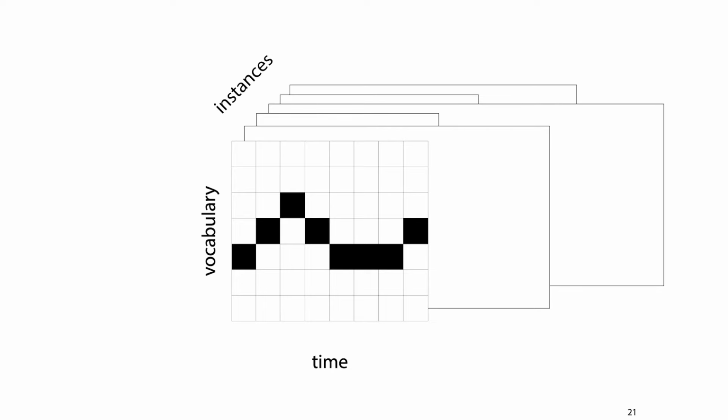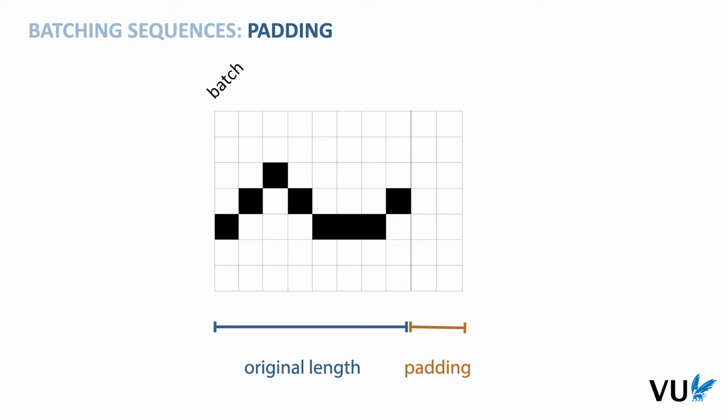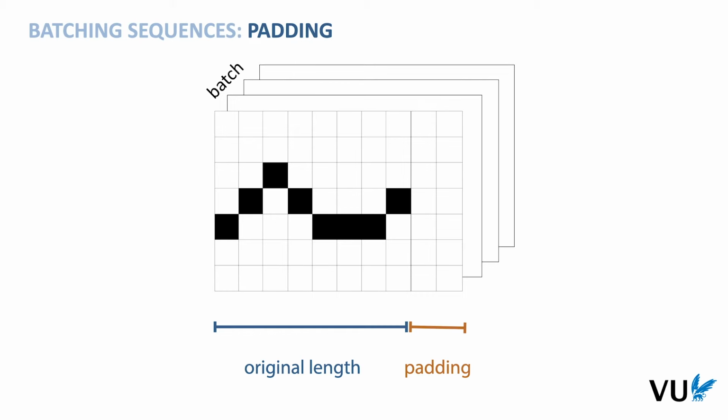And that's not a problem, except for when it comes to batching, when we want to combine multiple instances in one batch. If we want parallelism over the batch dimension, then everything does need to be represented in one tensor. So in order to do that, all the sequences need to have the same length. And in order to give all our sequences the same length, what we do is we pad them. So every sequence is padded with 0 vectors in such a way that all the instances of the batch are the same length.